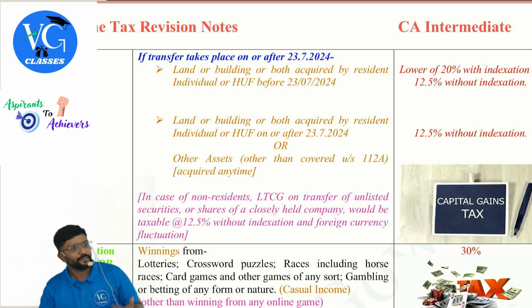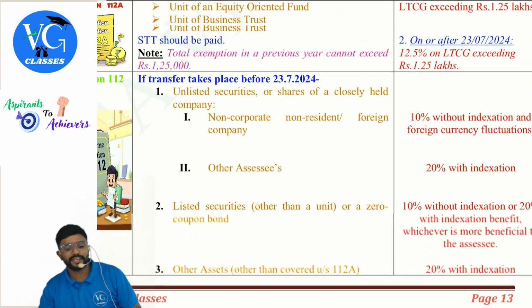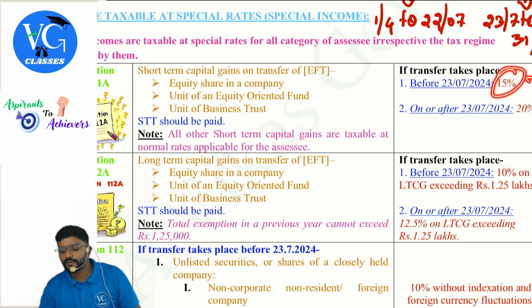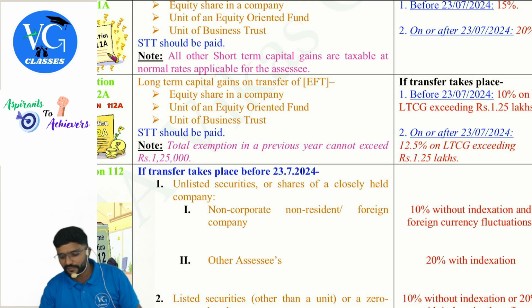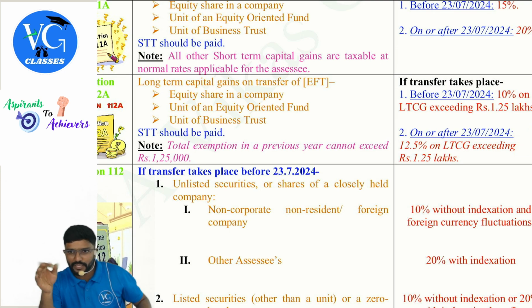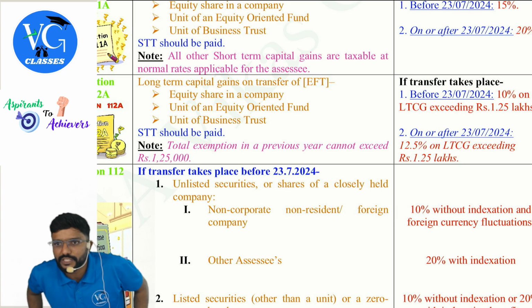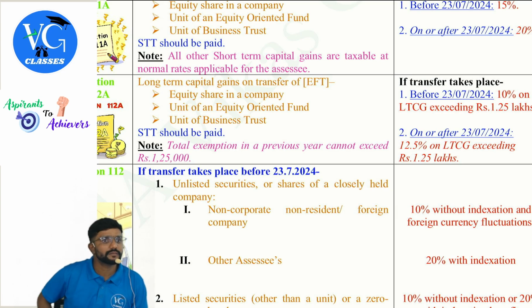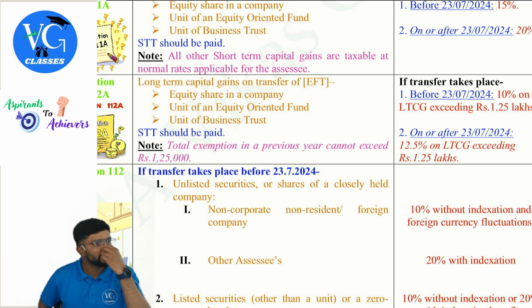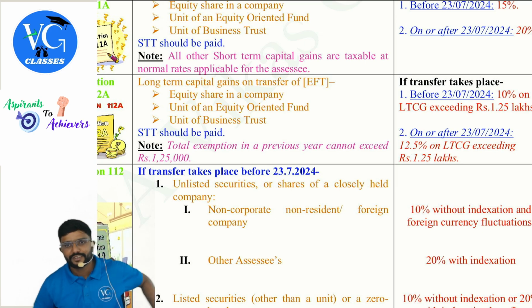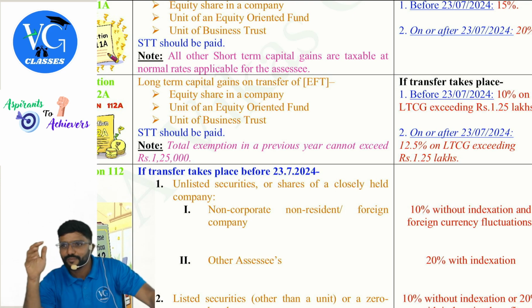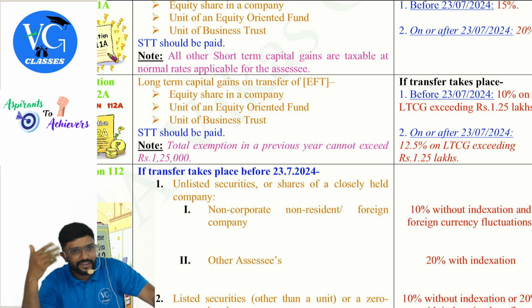Look at the irony. They increased the rates: short-term gain from 15 to 20%, long term, especially on investments, from 10% to 12.5%. After this amendment, no investor in India has made a gain. Why? The market is in correction mode. For almost the last 1 year, the market is in correction mode. The government told, if you gain, I will tax you more. So there is no gain, only pain.